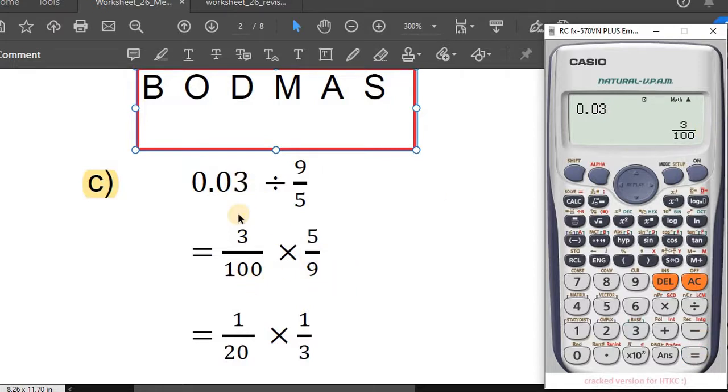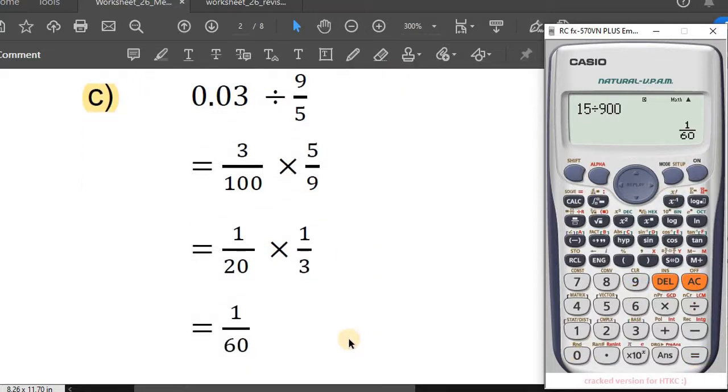Whenever you see a division sign, turn that into a multiplication and flip this. So the 9 goes at the bottom, the 5 goes on the top. Then when you have multiplication of fractions, we can have 3 times 5 is going to be 15 over 900. 15 over 900 simplifies to 1 over 60.